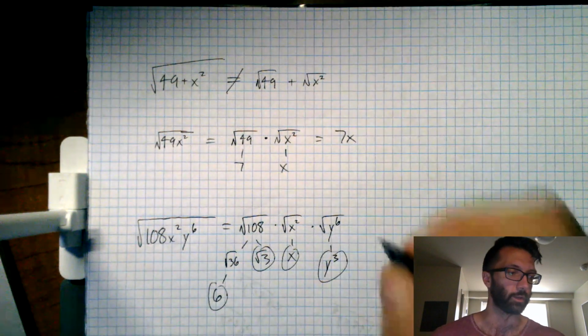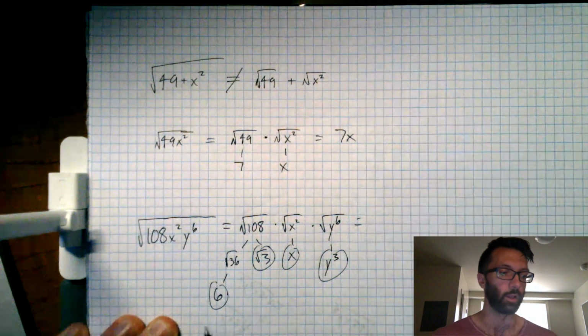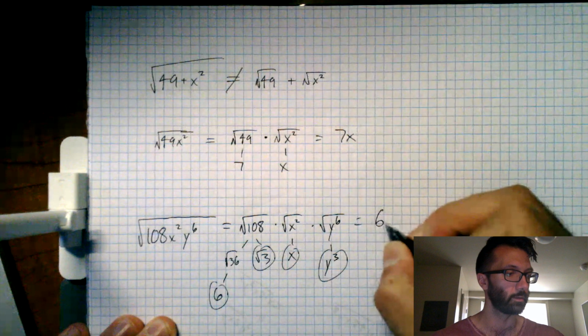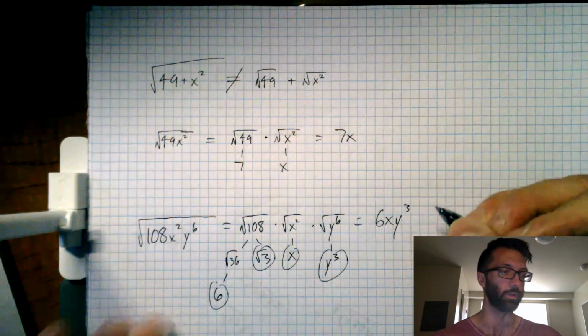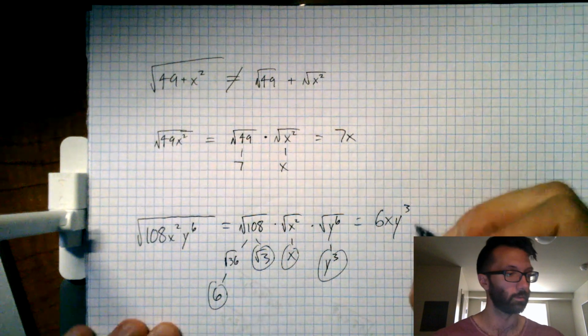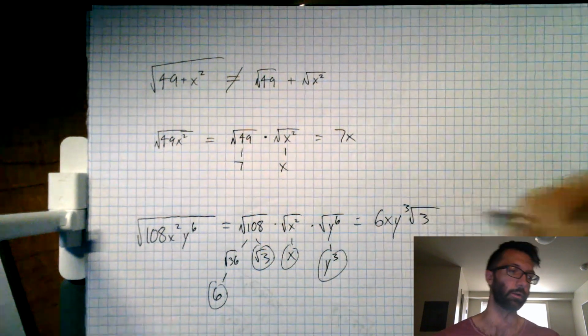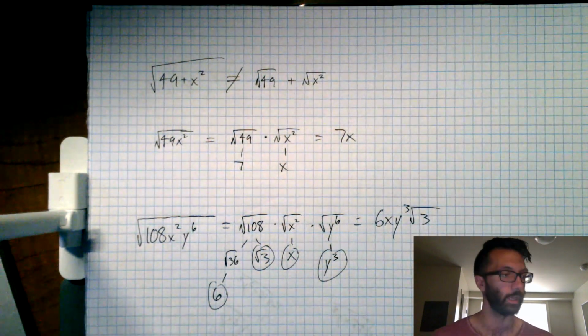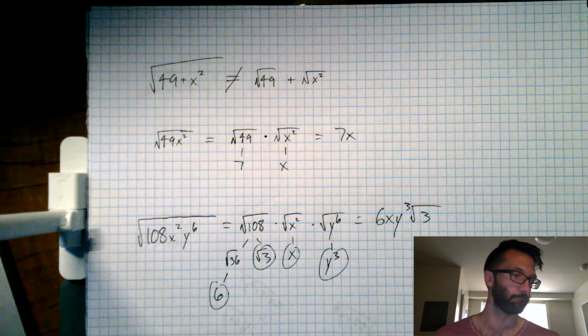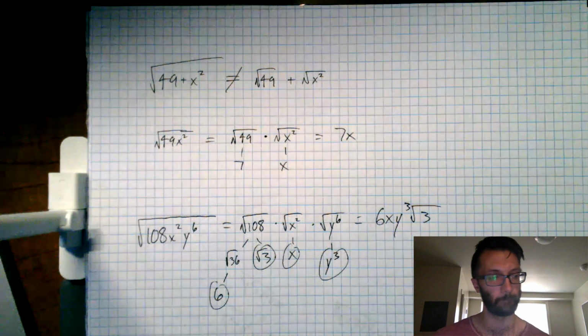And so how this is going to work is all of the parts that don't have a radical, I'm going to put out front. So 6xy to the 3rd will be out front, and then any parts that do have a radical, I will put underneath a radical. And so this here would be what we call simplest radical form of this expression.